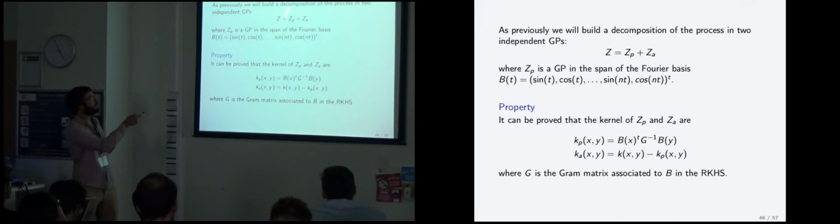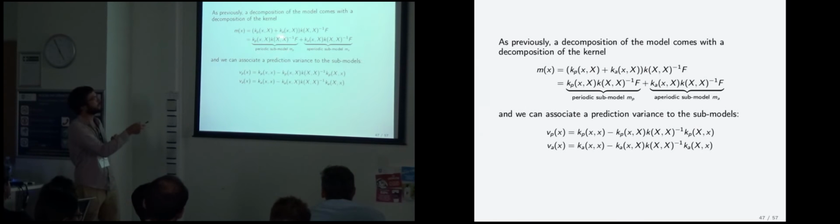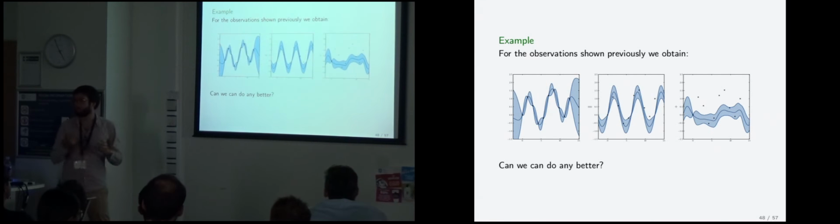So if we have a Matern kernel over here, we can end up with this decomposition. And if we can end up with this decomposition, as we did before, we can split the model into two submodels. This is what we end up with: a model that stands for the periodic part and a model that stands for the aperiodic part. And each of these two models can be interpreted as conditional expectations, so we also have uncertainty that goes with our two models. So this is what we end up with.